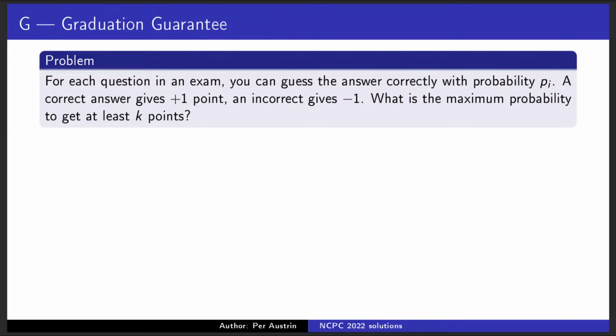So the next problem is problem G. Graduation guarantee. This is about an exam. You're writing an exam and you want to get at least K points. You will get +1 if you answer correctly and -1 if you answer incorrectly. But if you don't answer, you will get 0. So this is to discourage guessing.